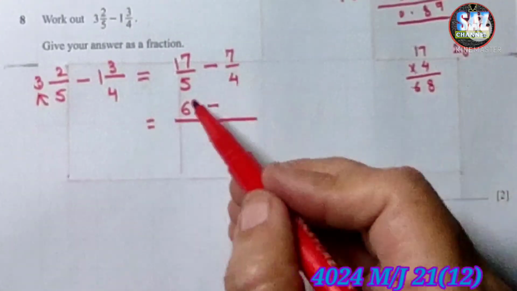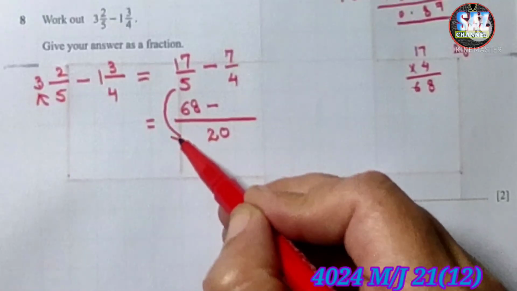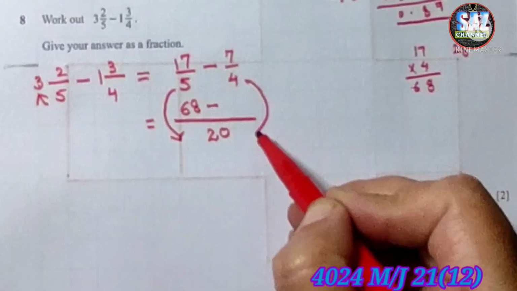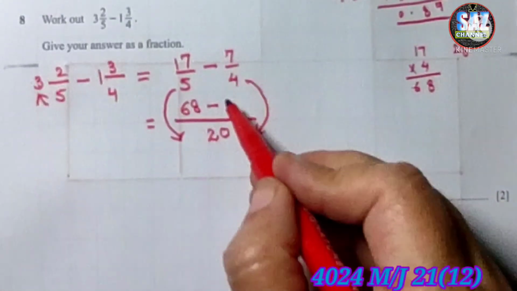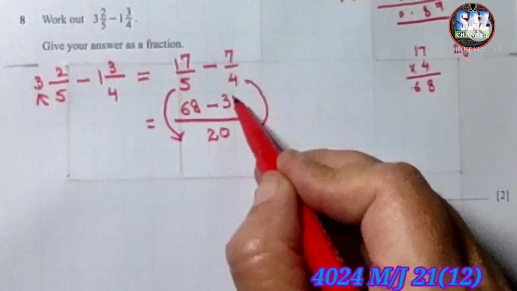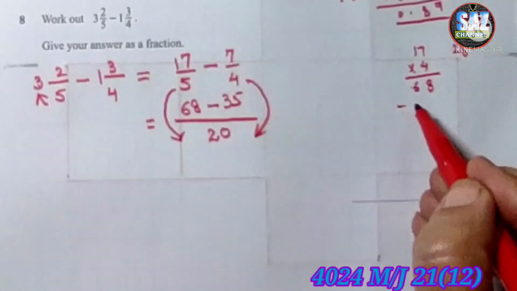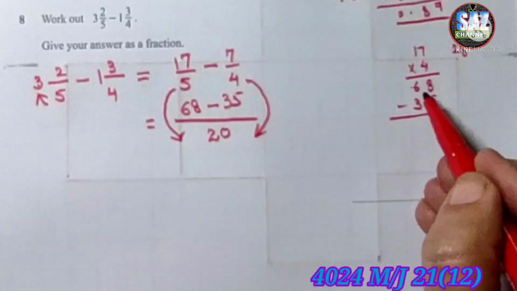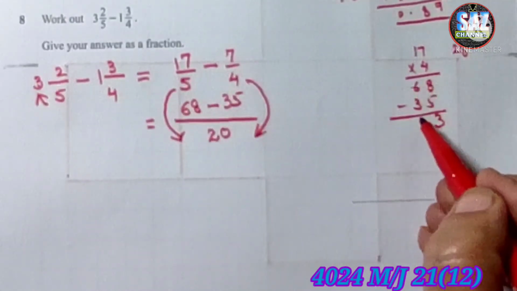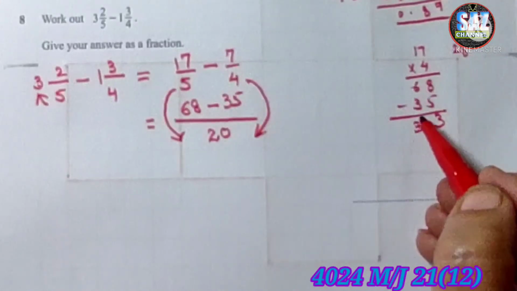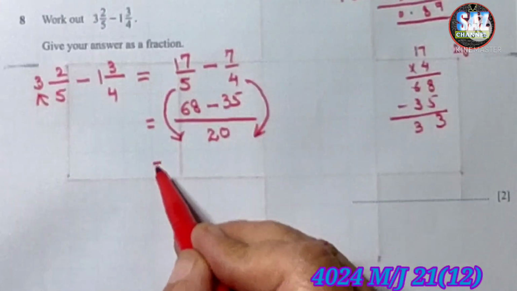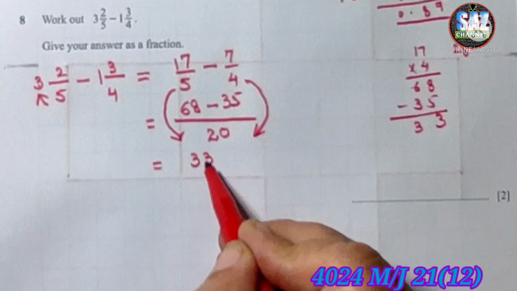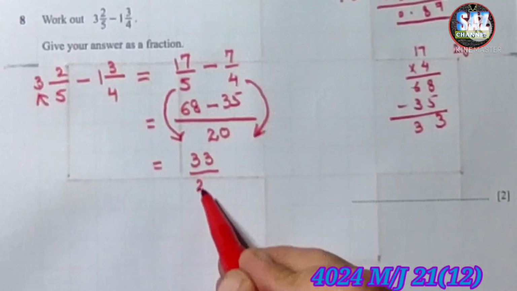Minus, 4 how many times is 20? 5 times, and that multiplier has to be multiplied with the numerator, giving 35. 68 minus 35: 8 minus 5 is 3, and 6 minus 3 is 3. This is 33 by 20. Okay, will this be the answer?